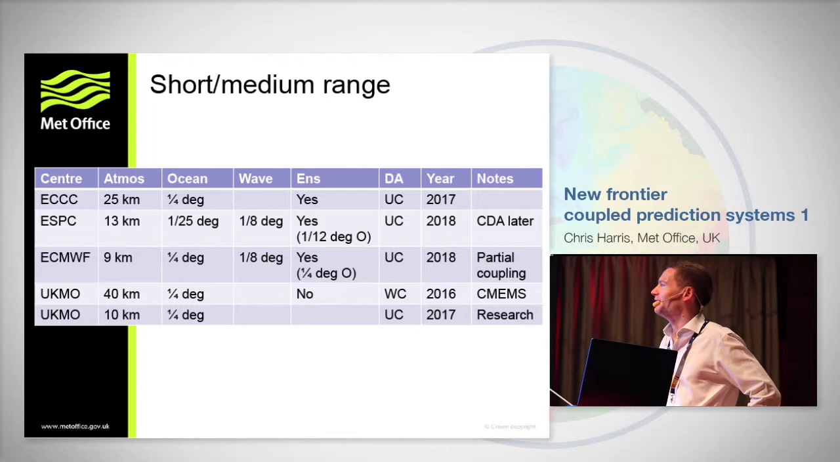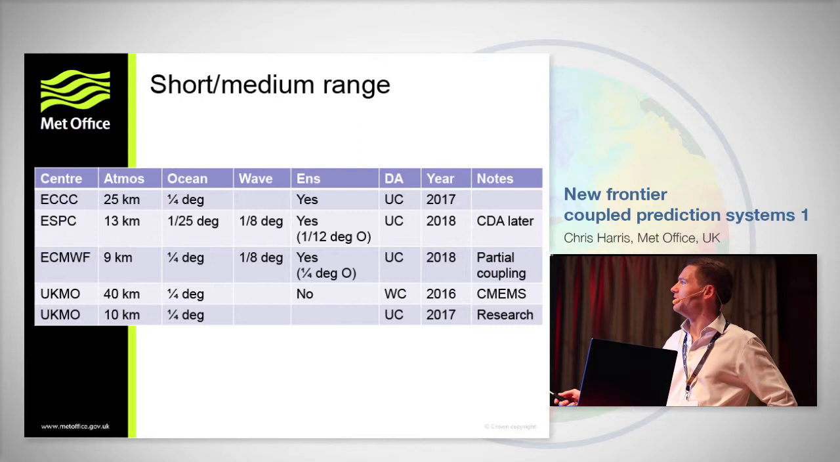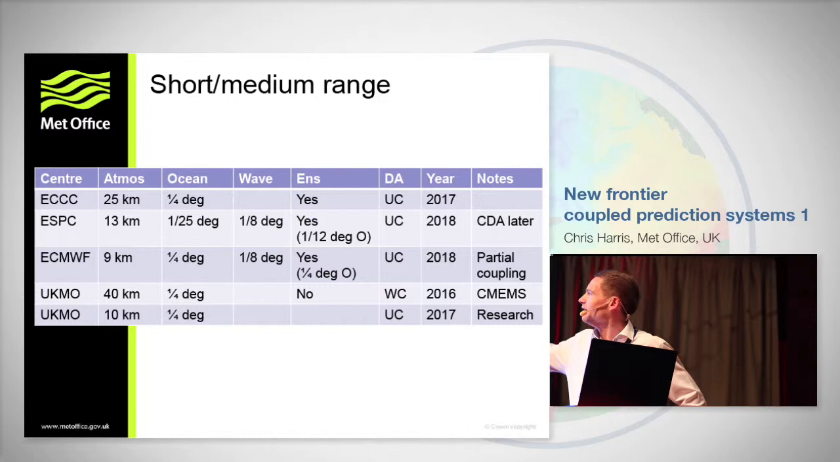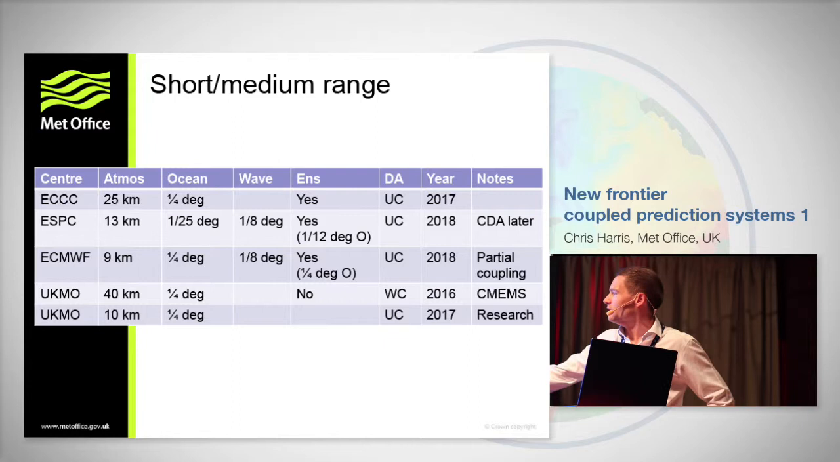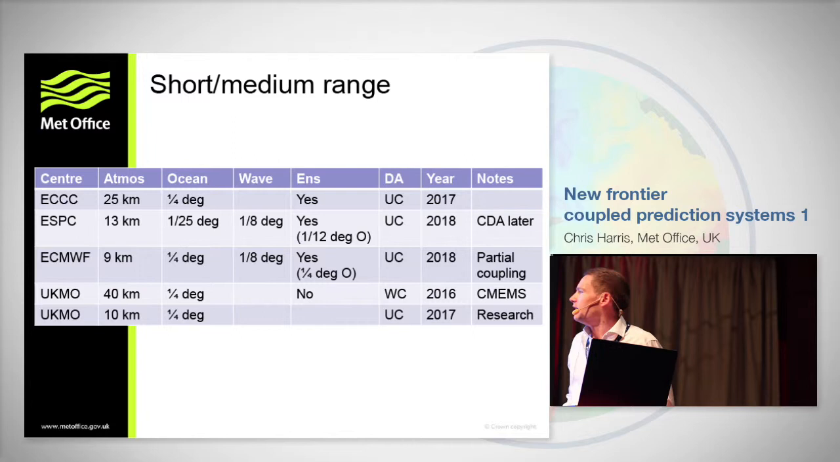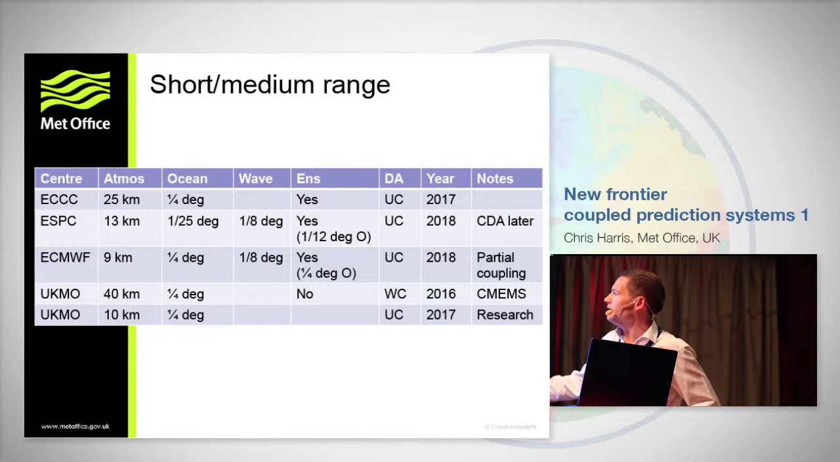This is the Environment Canada prediction system on the top, so 25 kilometre atmosphere, quarter degree ocean. The UC here I've put to indicate it's got uncoupled data assimilation. And when I've got WC, that's for weakly coupled data assimilation, using the conventions that Ibrahim mentioned yesterday. Then the US ESPC system being developed for 2018, again uncoupled data assimilation, but very high resolution.